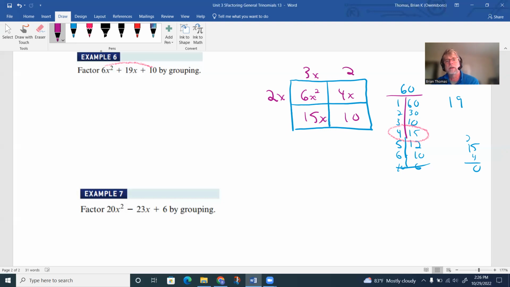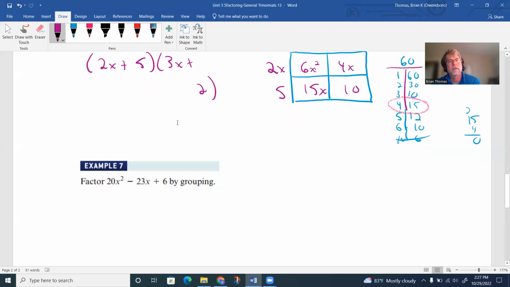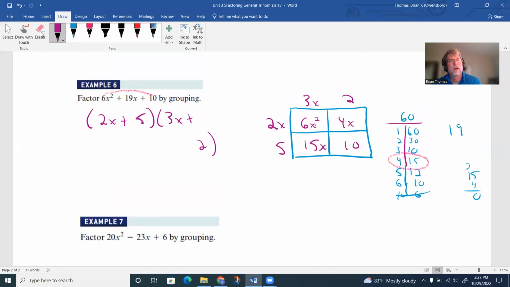If I look on the bottom here, what times 3x gives me 15x? I pick up on a 5 there. And does that 5 times 2 give me this 10? Yeah. So what I can do is use that kind of grouping using the box method as a strategy. That gives me 2x plus 5 times the quantity 3x plus 2 as my factorization.